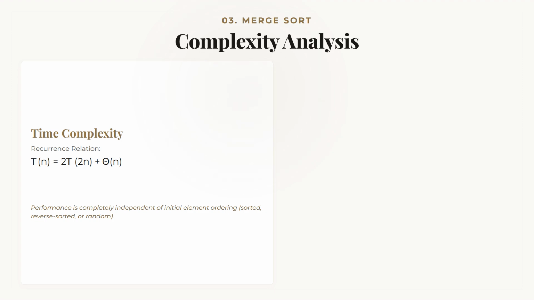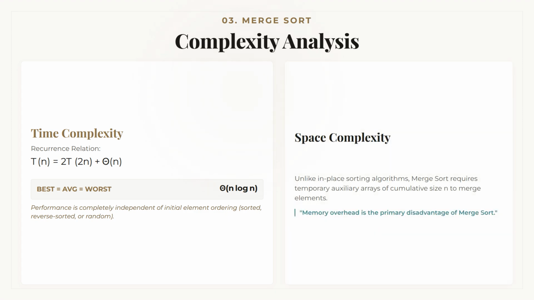The recurrence relation for merge sort is T(n) = 2T(n/2) + n. The two recursive calls represent the sorting of the left and right halves. The linear term n represents the merging process. Applying the Master Theorem, we obtain the result Θ(n log n). This means that the best case, average case, and worst case all have the same complexity, namely Θ(n log n). However, merge sort has one disadvantage. It requires additional memory for the temporary array used during merging. Therefore, its space complexity is O(n).